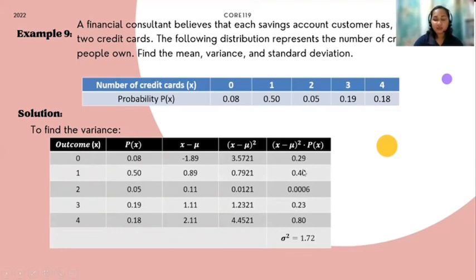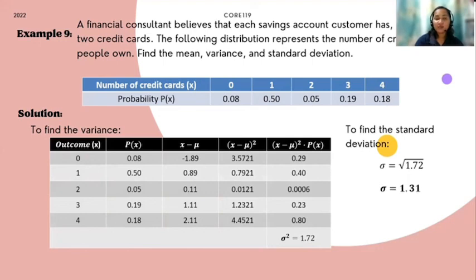So we'll have 0.29, 0.40, 0.0006, 0.23, and 0.80. So adding these values in the last column, we'll have 1.72. So the variance of the probability distribution is 1.72. Okay, so that is for the variance. Now for the standard deviation, just take the square root of 1.72, and this is 1.31. So the standard deviation for the probability distribution is 1.31.